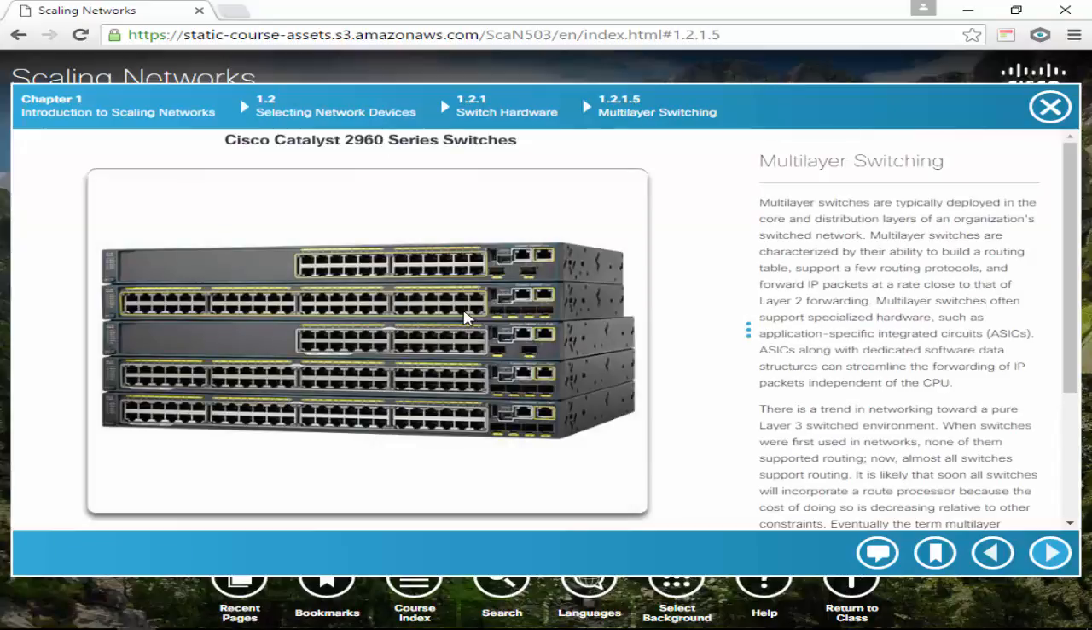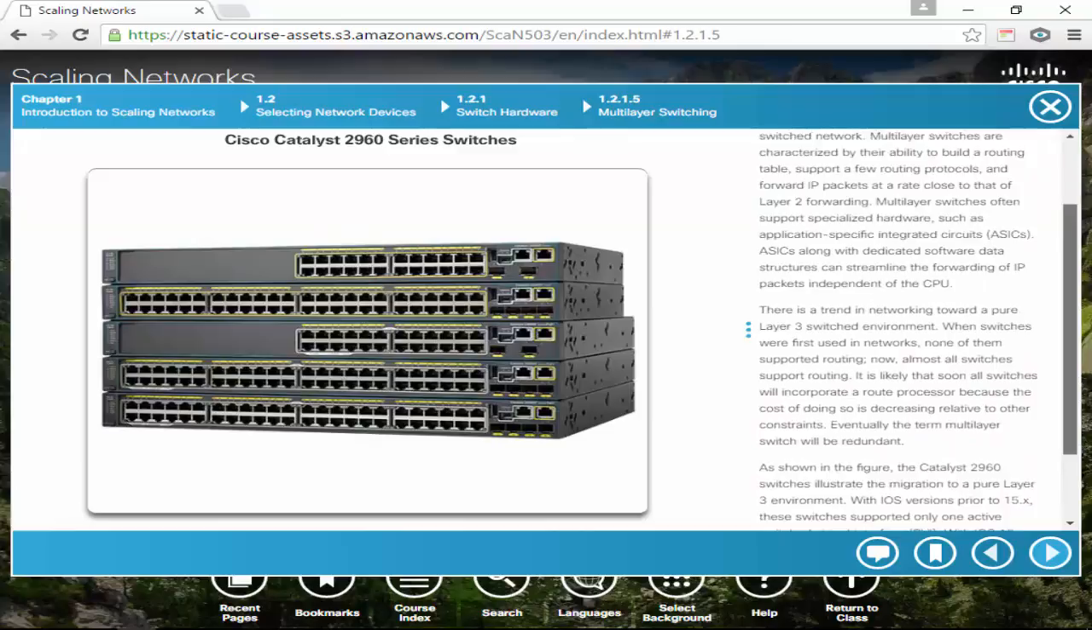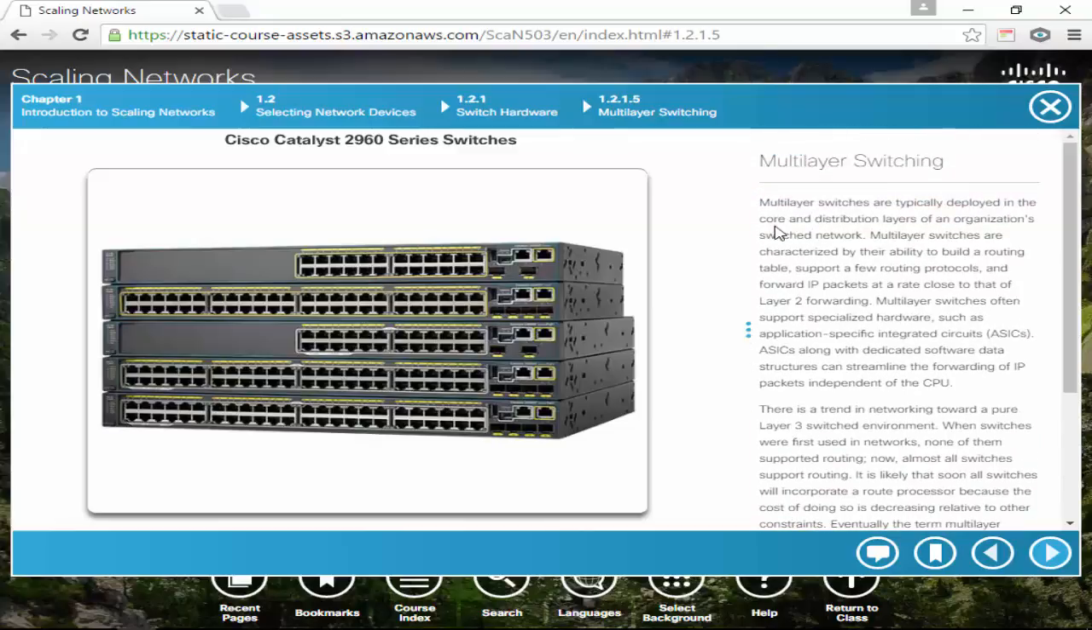Alright, multi-layer switching. We've talked about multi-layer switching before. What is just switching? Switching, remember, runs at layer 2. Multi-layer switching runs at layer 2 and layer 3. It means that the switch starts acting as a router as well as a switch.